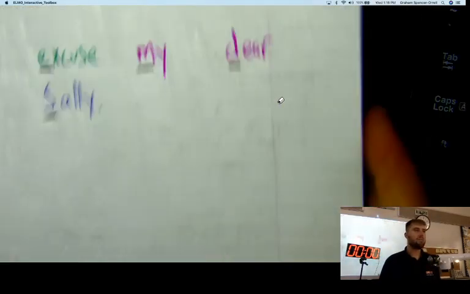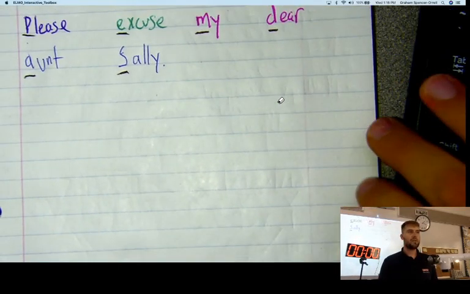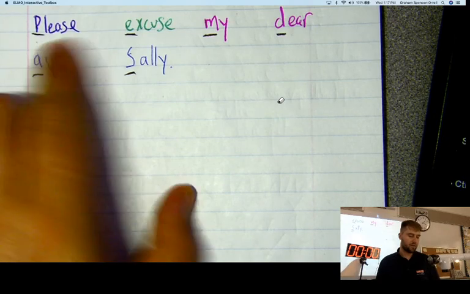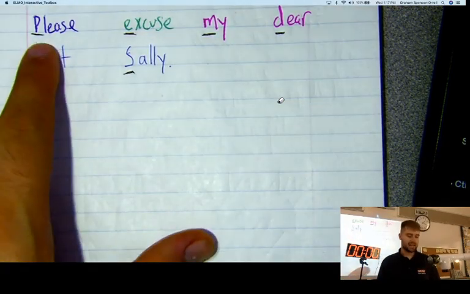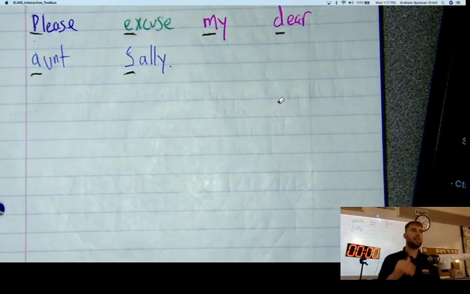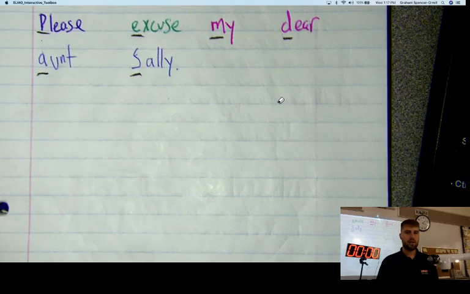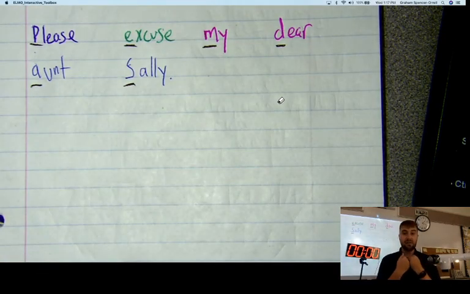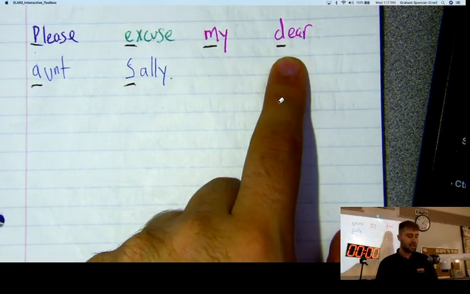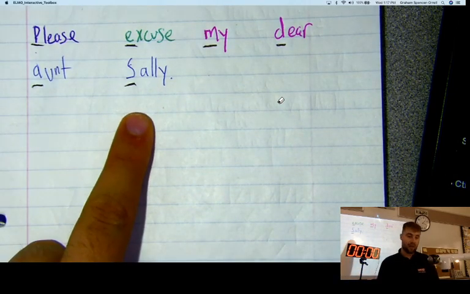So on Monday, we talked about a mnemonic device, and that's just something that helps us remember something using a different sentence. So we took the first word from each operation, parentheses, exponents, multiplication, division, addition, and subtraction, and we put together a word that started with each of those letters. So this one has been around since I was in 5th grade. It says, "Please excuse my dear Aunt Sally." P for parentheses, E for exponents, M for multiplication, D for division, A for addition, and S for subtraction.